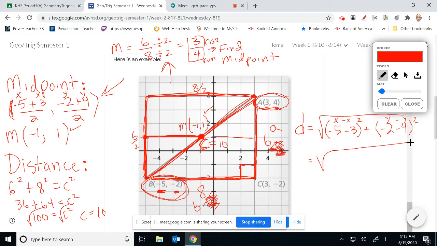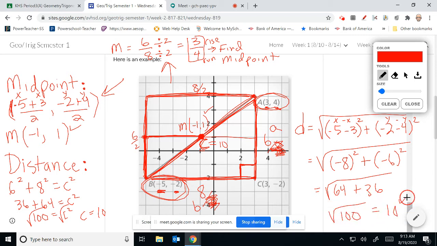And then you're just going to simplify it. So you get -8 squared plus -6 squared, which gives you 64 plus 36 again, which gives you the square root of 100, which still gives you 10. So it still works. You still get 10. It just takes more work.